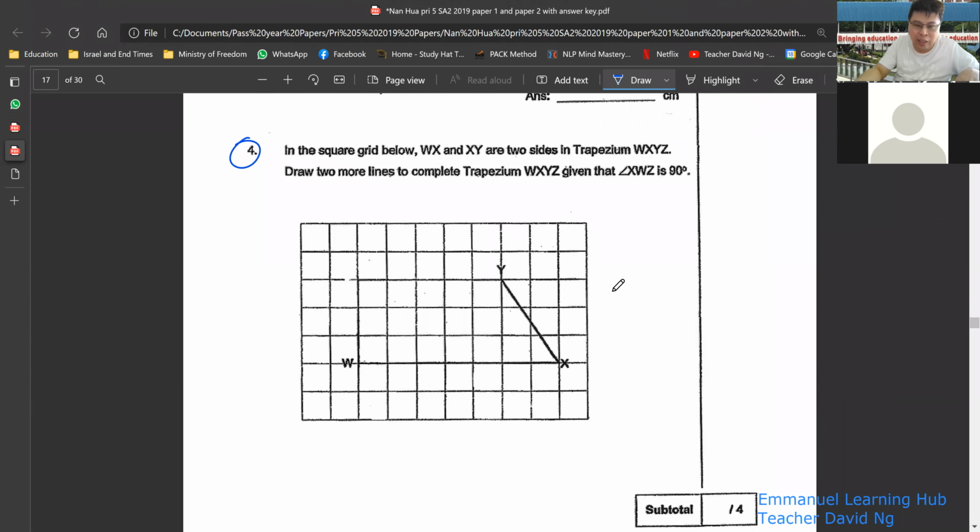Okay, this one I minus 2 marks because you never label your Z. That's the only reason. Very straight marking. I could see that you are drawing like that, and like that, then your Z is here. But you did not label your Z. This is the 90 degree. So you didn't label your Z, I give you 0. Very straight marking.